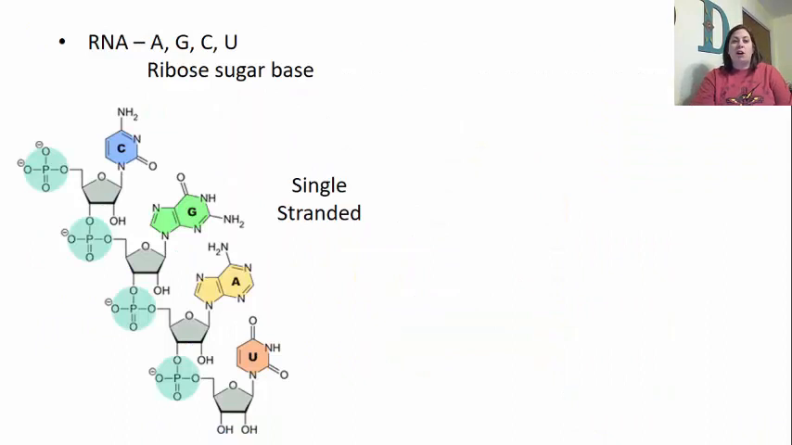When we move on to RNA, RNA is a little different. It's not a double helix, it's a single strand. Its sugar is also a little different. It's a ribose sugar instead of a deoxyribose sugar. It also has 3 of the same bases as DNA. It has A, G, and C. However, there is no T in RNA. The T gets replaced with U, uracil.